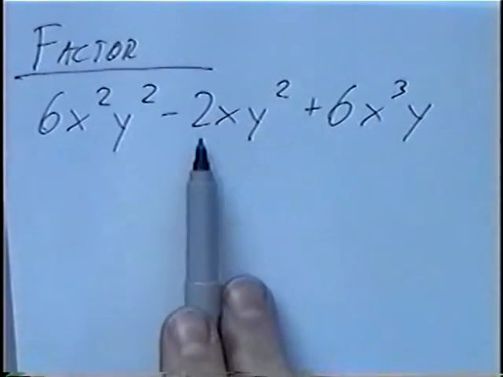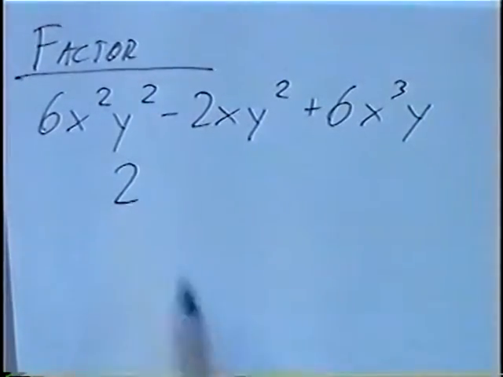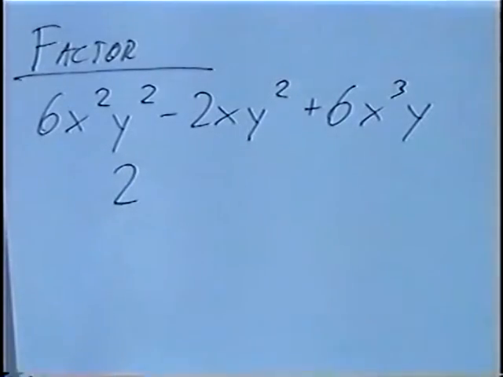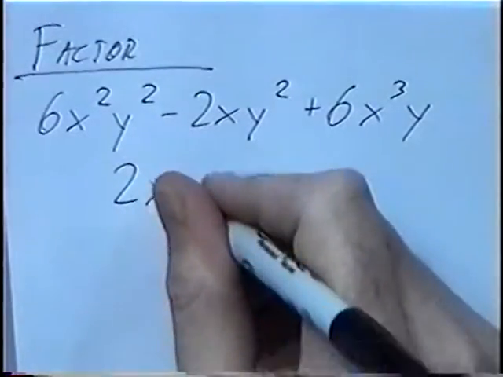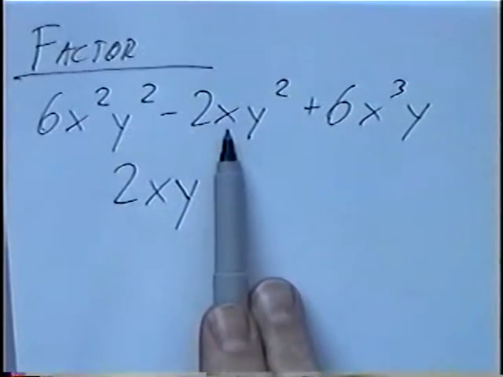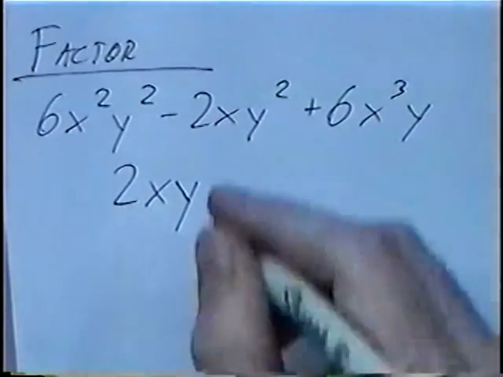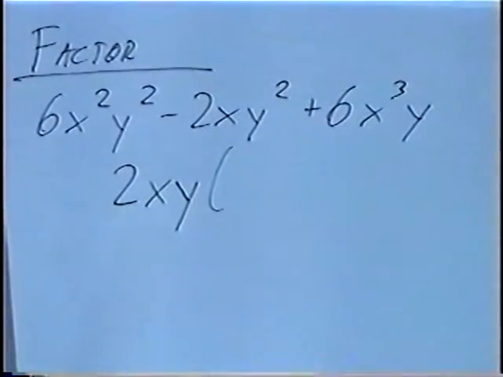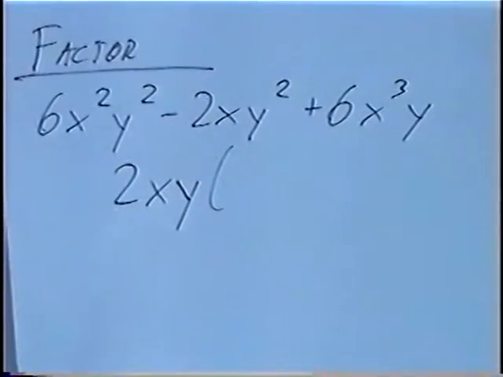Looking at the coefficients, 6, 2, and 6, we can take out a common factor of 2. Each term also has the variable x, so we can take out a single x, and each term also has a y, so we can take out a single y. We can only take out a single x since the second term only has x, and a single y since the last term only has y. Factoring from here, we'll divide each term by 2xy.